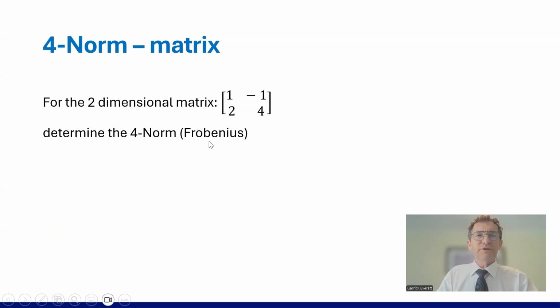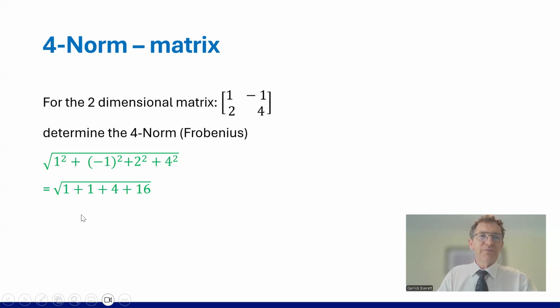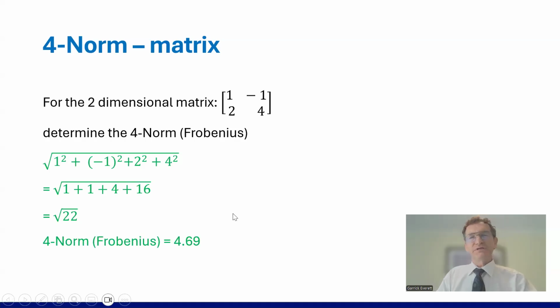For the 4 norm, the Frobenius norm, we're just going to square everything. So 1 squared plus minus 1 squared plus 2 squared plus 4 squared, add that all together, and we get 22. So the square root of 22 is the Frobenius norm, 4.69. Typically you answer to 2 decimal places, but that would be in a question which is asked of you.